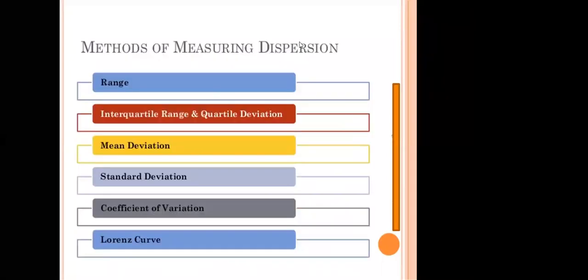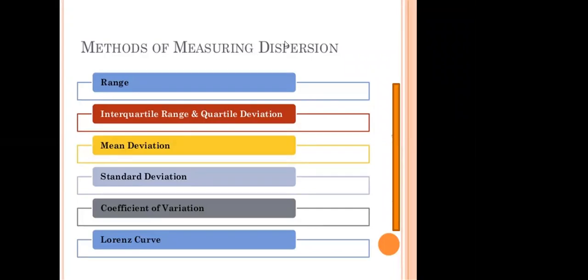Now, the methods of the measure of dispersion. Basically, these are: range, interquartile range, mean deviation, standard deviation, coefficient of variation, and Lorenz curve.